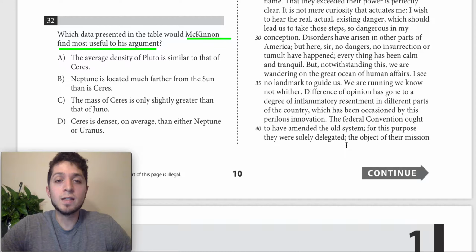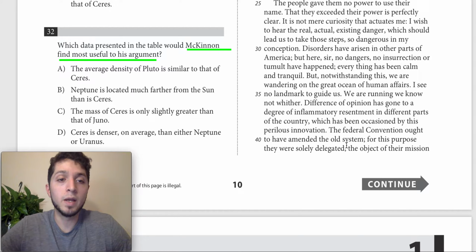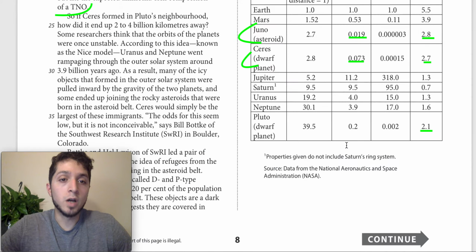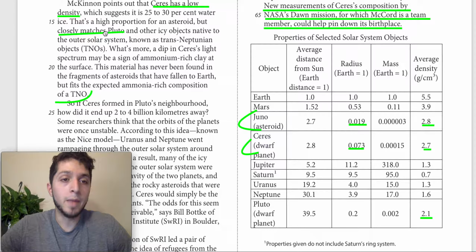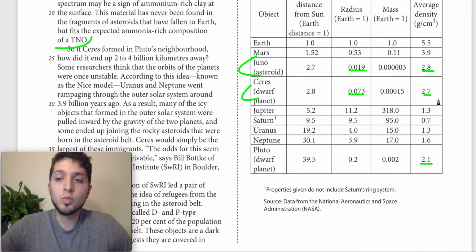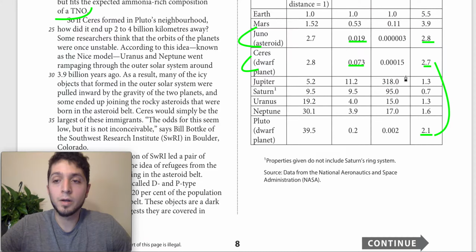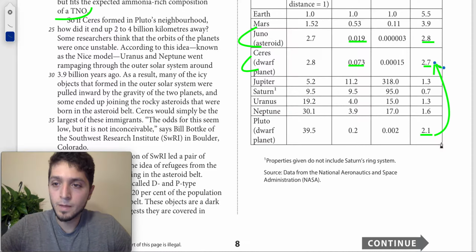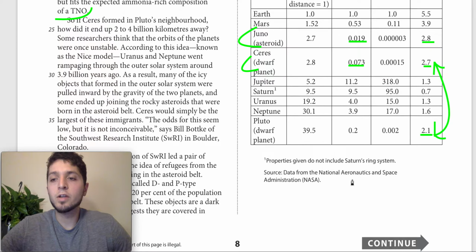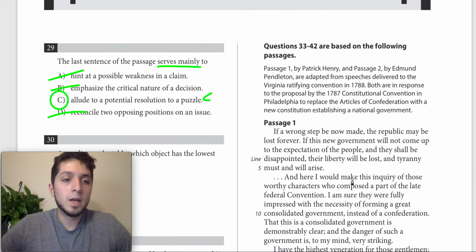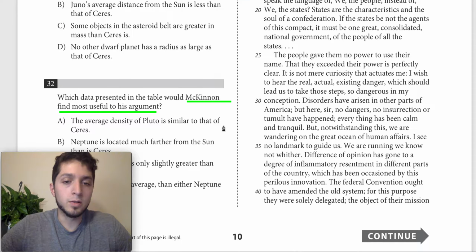So A says the average density of Pluto is similar to that of Ceres. Now we know that this would confirm his argument because we already saw up here where he talked about the low density of Ceres closely matching Pluto. So that's a good thing for his argument. And 2.7 to 2.1 seems like it could work. Let me draw some arrows because I like that. All right, maybe this wasn't worth it. Yeah, it wasn't worth it, but I'm committed, so let's finish. Good. So 2.7 to 2.1, pretty similar in density. Then we could probably keep answer choice A for 32.